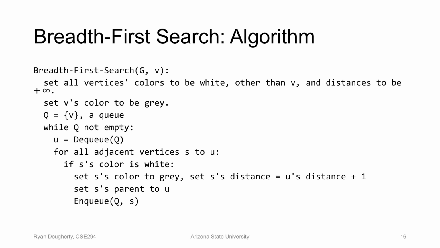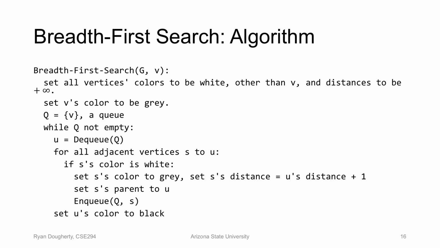So I enqueue S to the Q. And then once I do every single adjacent vertex to U, then I'm going to set it to black, right? Because I've considered every adjacent vertex. So I'm not going to ever consider this vertex anymore, so I'm going to set that color to black. I have pictures, so I know this is a lot, but I have pictures. So are there any questions on how the algorithm works?